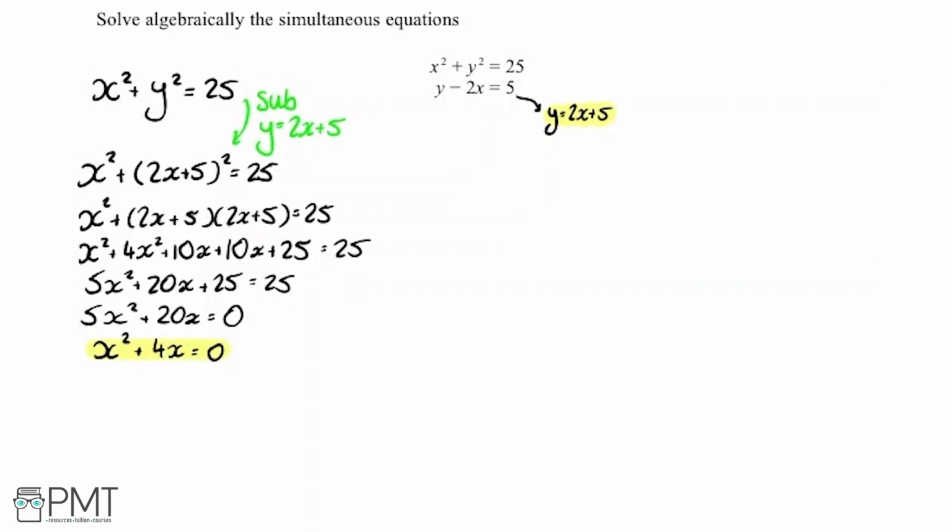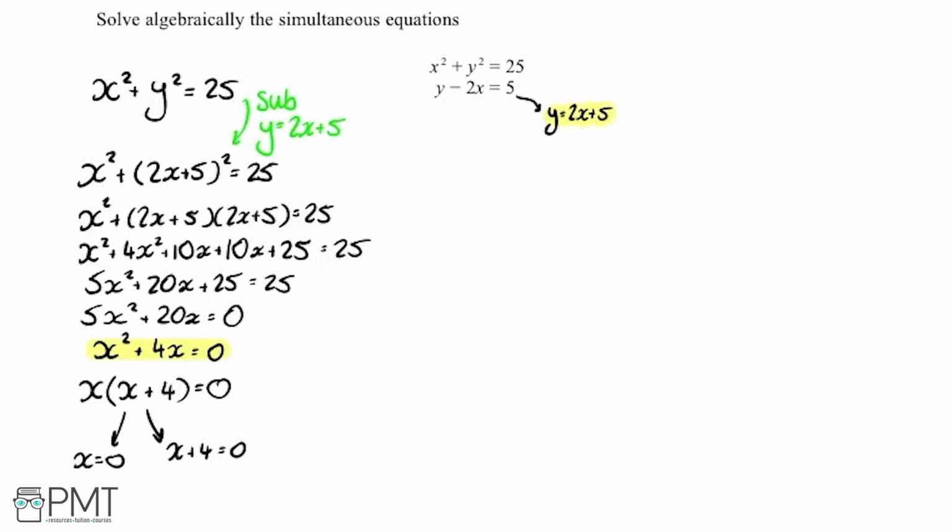And to do that, I'm going to factorize out the x. So I'm going to take x outside of the bracket, and inside the bracket I'm left with x plus 4. Because we can see we can multiply this back in to get x squared plus 4x. And that still equals 0. So now solving this, for this to be true, either this term has to be 0 or this term has to be 0. So we could either have x plus 4 equals 0 or x equals 0.